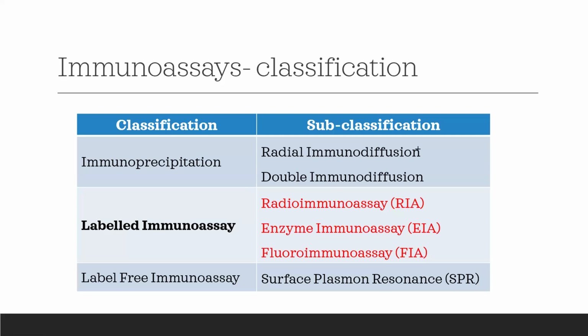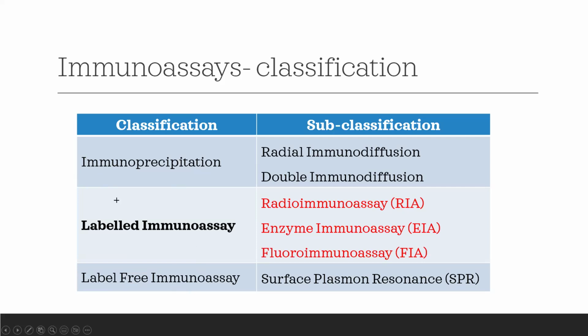The immunoassays can be classified into different groups. This is a very brief classification of the immunoassays. We classify them into labeled immunoassay, label-free immunoassay, and also immunoprecipitation. Our focus for today is the labeled immunoassay, which is most widely used compared with the other two. We'll spend the last few minutes to quickly discuss the other two, the immunoprecipitation and the label-free immunoassay.